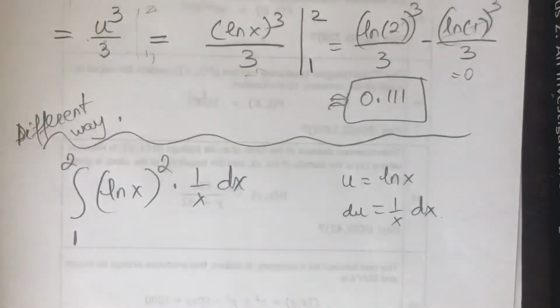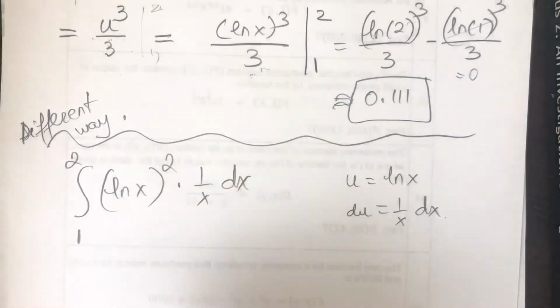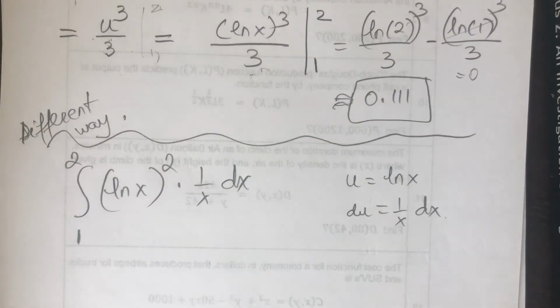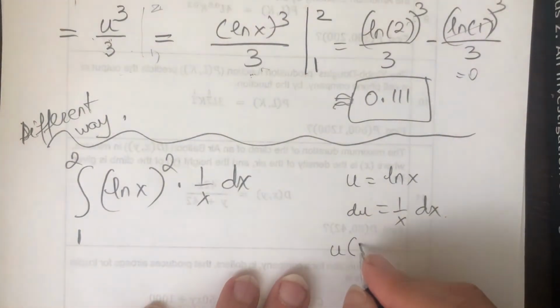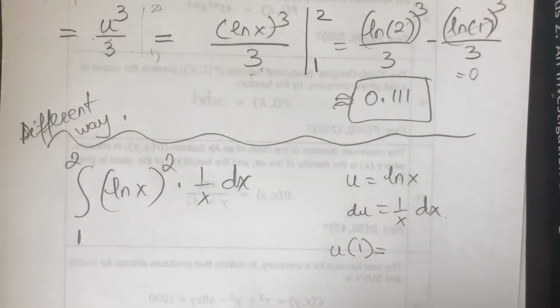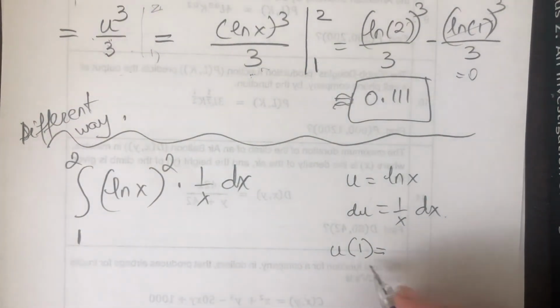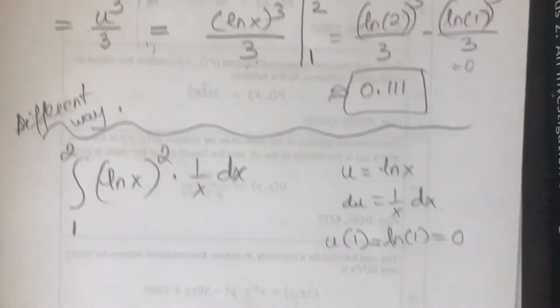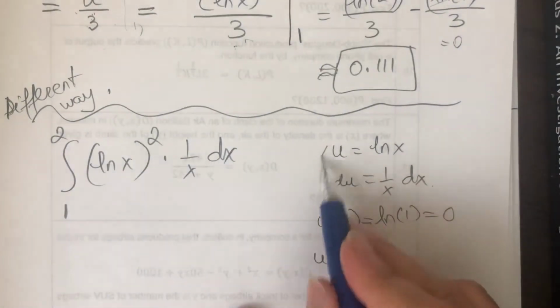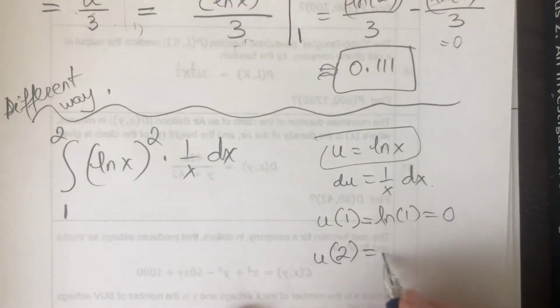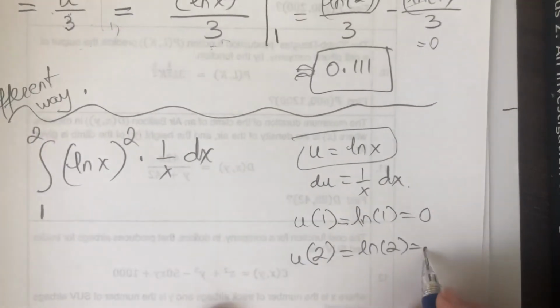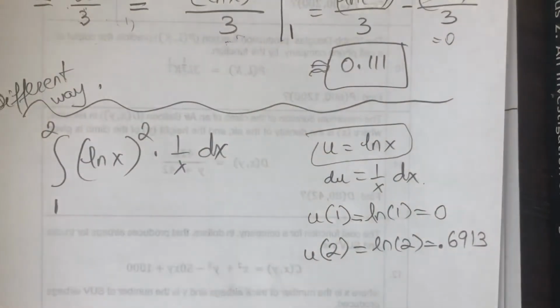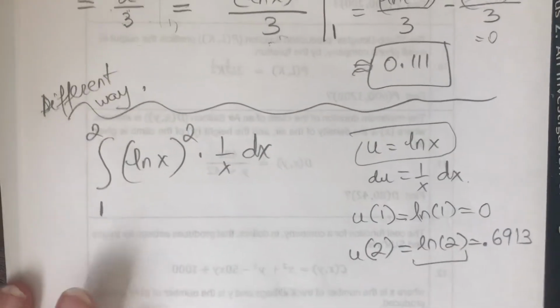Now, what you also want to do is change your limits of integration with respect to u. So, what is u evaluated at 1? If you make x equal to 1, what is u at 1? In other words, ln of 1. ln of 1 is 0, right? We just talked about that. What is this new function evaluated at 2? ln of 2 is, what did I just say, 0.6913, something like that. Put that in your calculator. Or just leave it as ln of 2. That's fine.